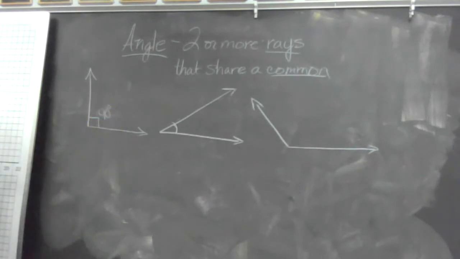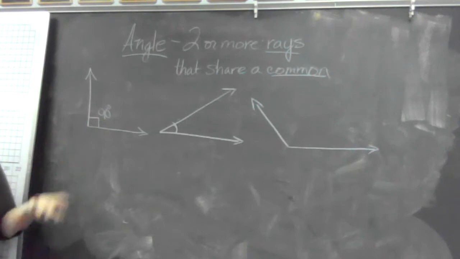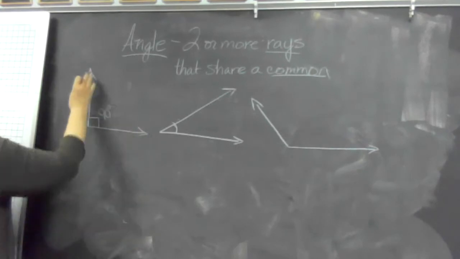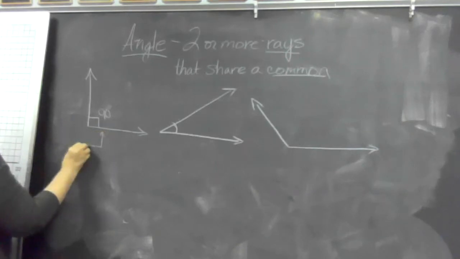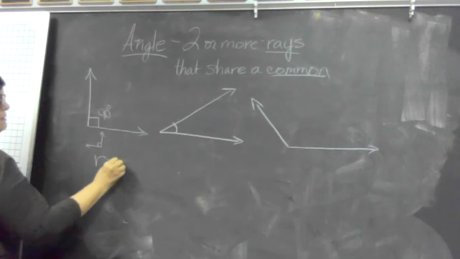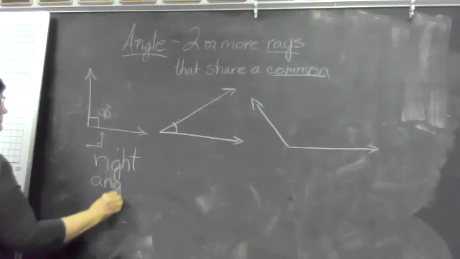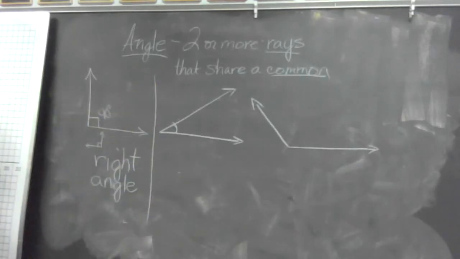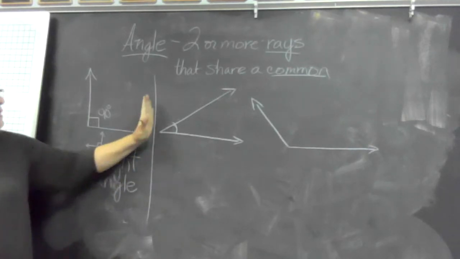And they probably later on won't even write 90 degrees. If there's a box, it's 90 degrees. Okay? And so the 90-degree angle, whether it goes that way or this way, as long as it has 90 degrees, this is called a right angle. A right angle.